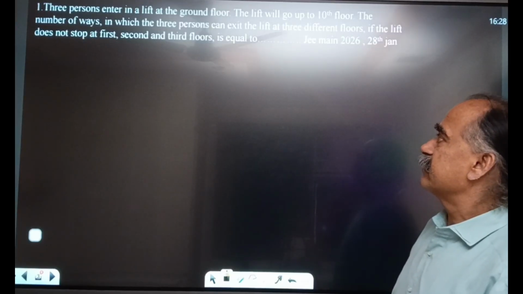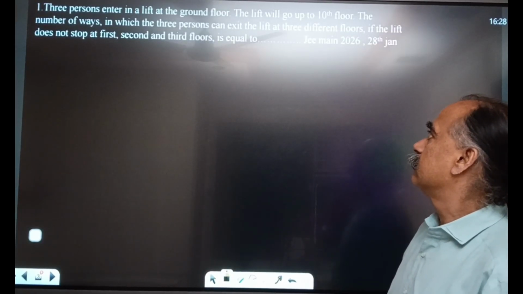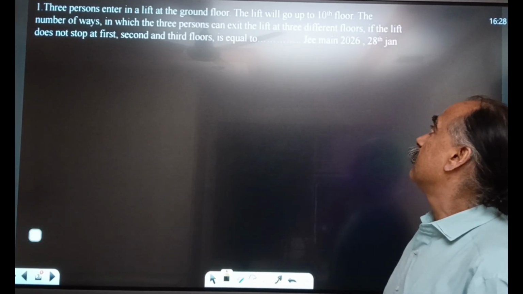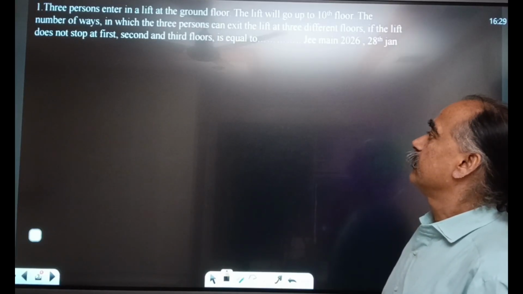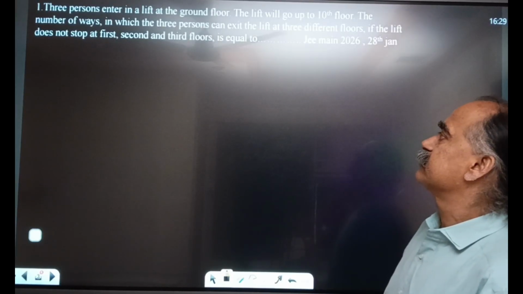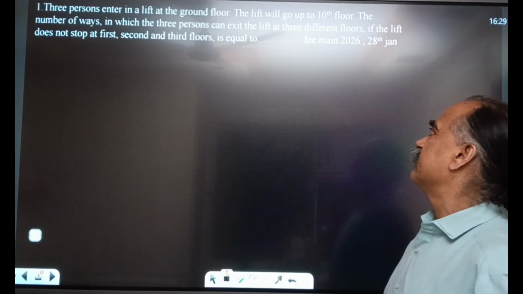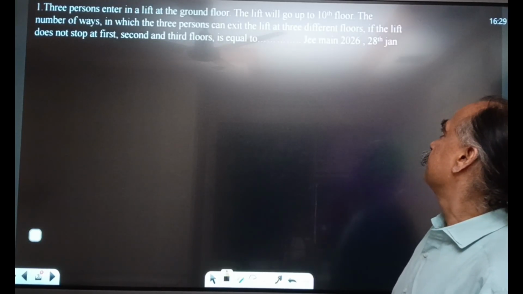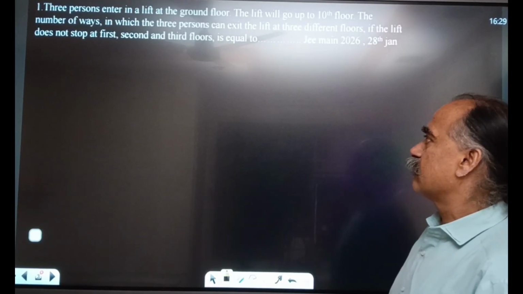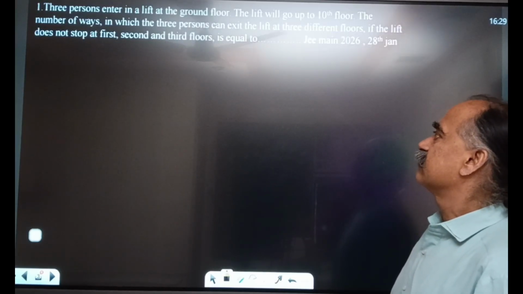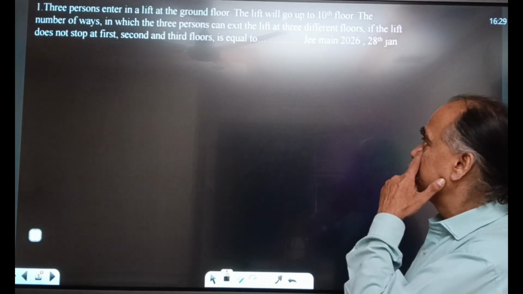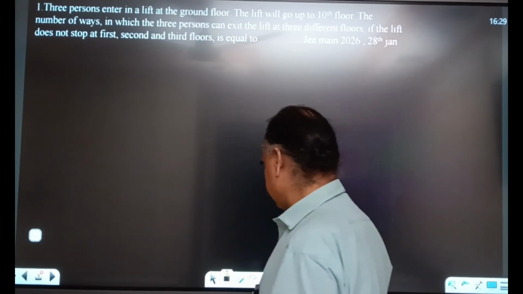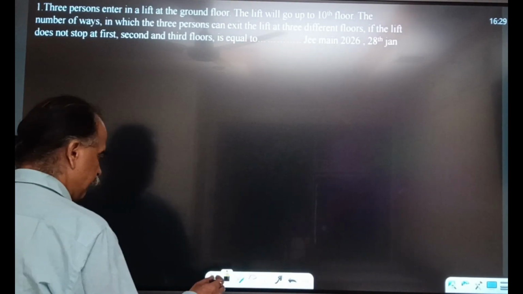Three persons enter in a lift at ground floor. The lift will go up to 10th floor. The number of ways in which three persons can exit the lift at three different floors if the lift does not stop at first, second, and third floor is equal to. This is a numerical type of problem.